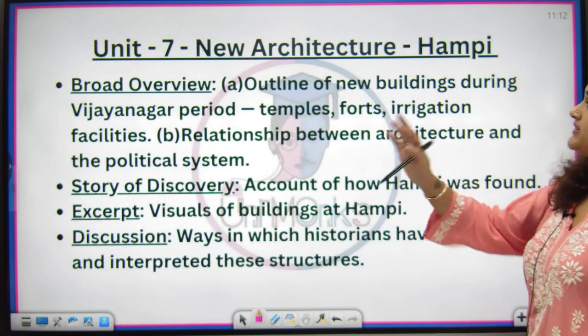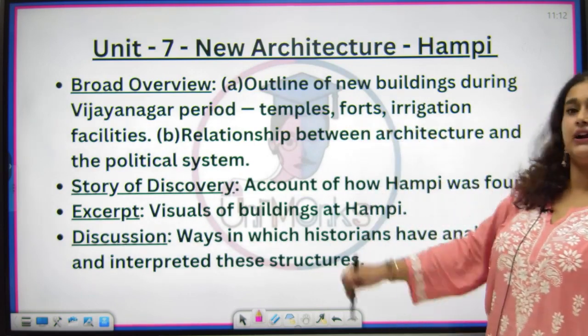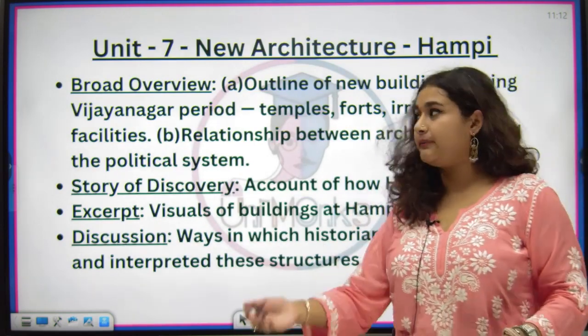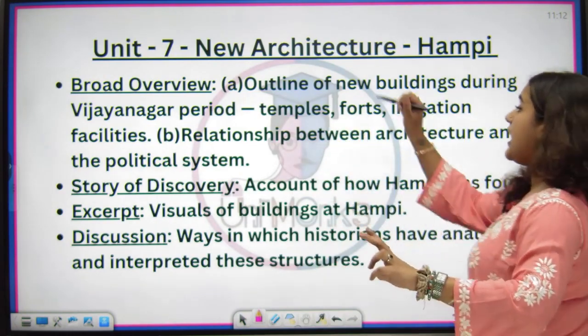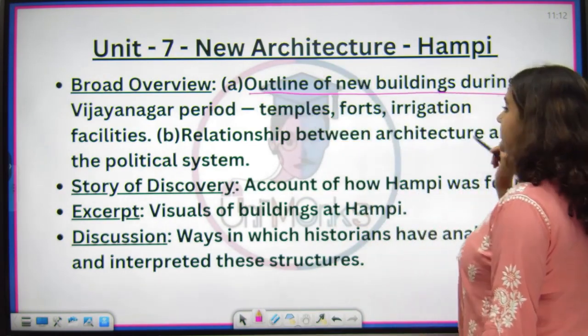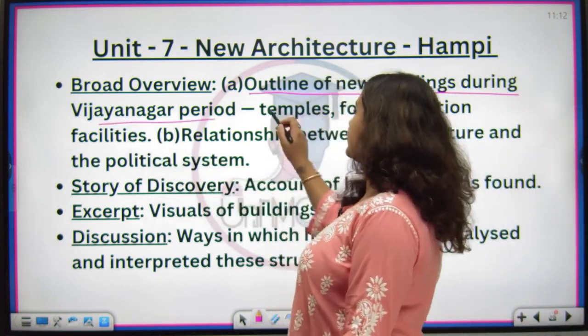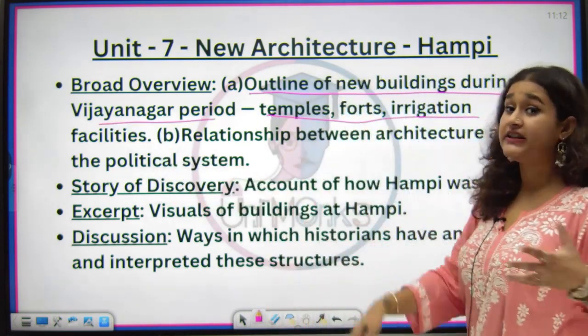Now, unit number 7, new architecture, Hampi. Hampi is a part of the Vijayanagar Empire. So, number 1, a broad overview of 2 things, an outline of new buildings during the Vijayanagar period: the temples, forts, and irrigation facilities that were started.